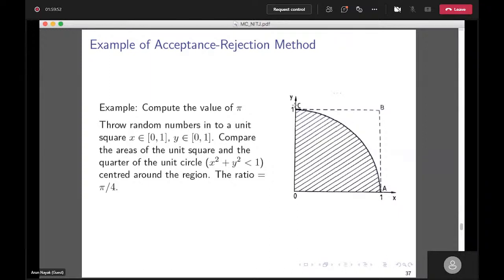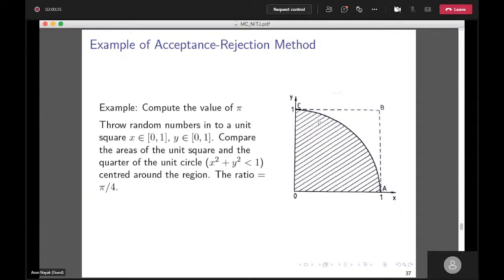Then the ratio of the area under this curve to the total area of the square, where the area of the square is 1 if I take the side as 1, will give you pi by 4. Because the total area of the circle is pi r square, and here we are taking a quarter of the circle, so pi by 4 r square divided by r square gives you pi by 4.